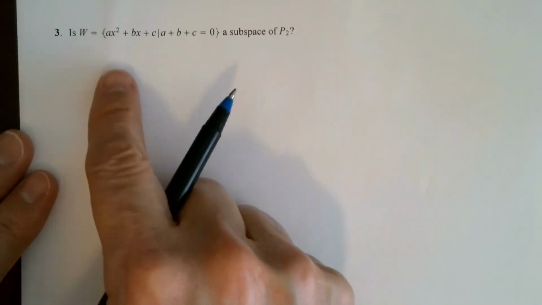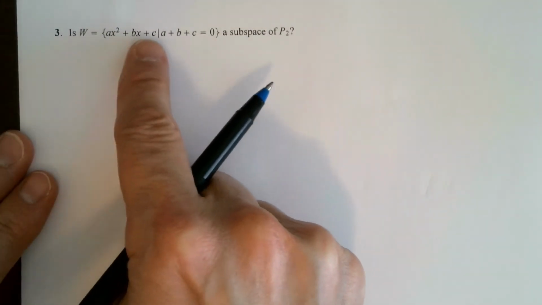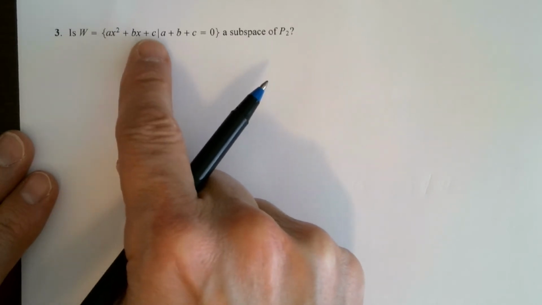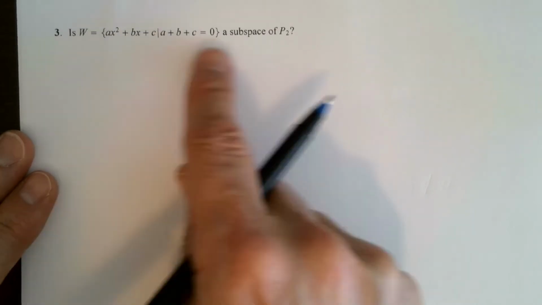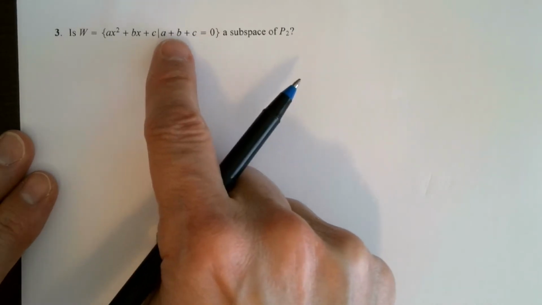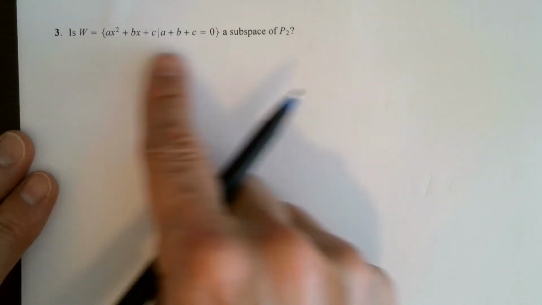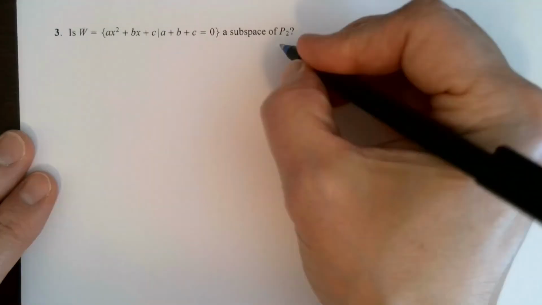W is what now? It's the set of all polynomials. Do you see this? The A, B, and C are the coefficients of a second degree or less polynomial, right? Such that what? The sum of those coefficients add to 0. Is this set W a subspace of P sub 2? What is P sub 2?